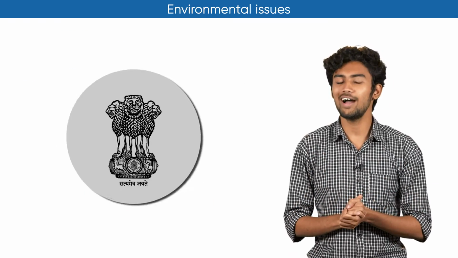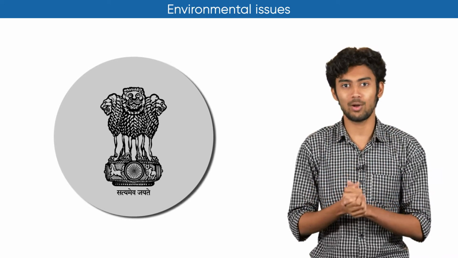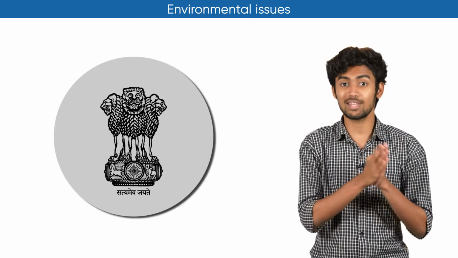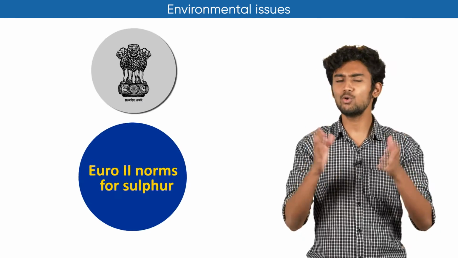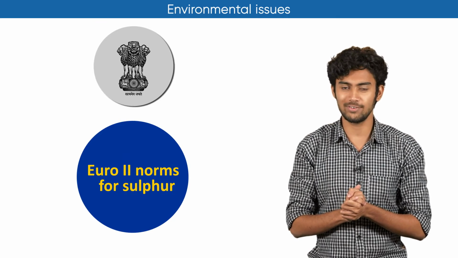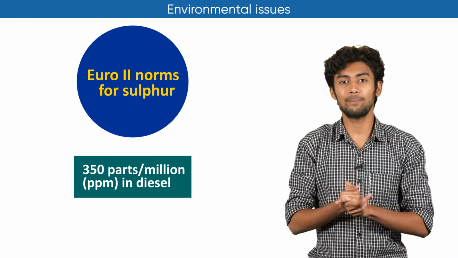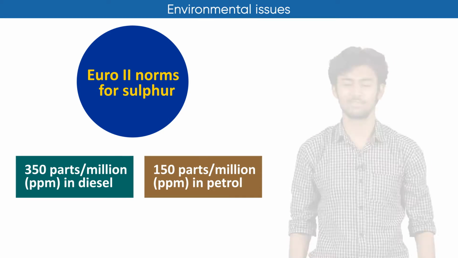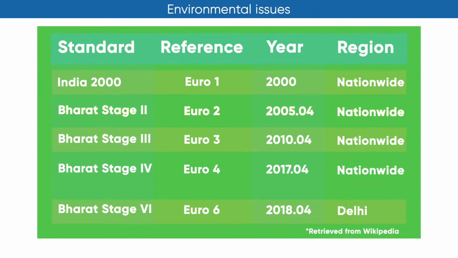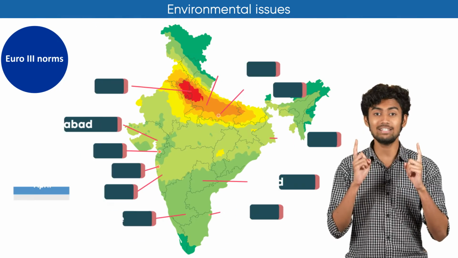The Government of India had already introduced a new fuel policy. The goal was to reduce the sulfur and other aromatic contents in petrol and diesel. The Euro 2 norms aim to control the sulfur content, that is 350 parts per million in diesel and 150 parts per million in petrol. For this, the Bharat Stage 2 norm, equivalent to Euro 2 norm, was applicable to all vehicles throughout the country from April 1, 2005. Later, Euro 3 norms were released in 11 cities.